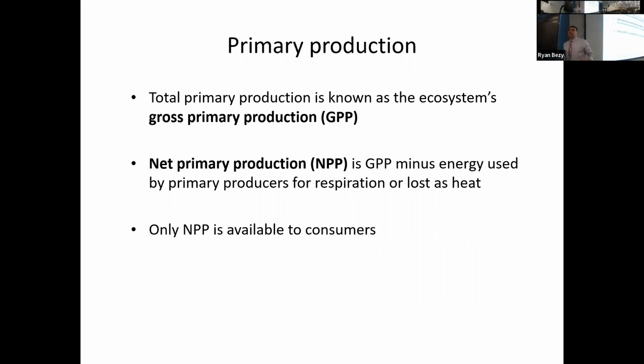The net primary production is the gross primary production minus any energy used by the primary producers for things like cellular respiration, or any energy lost to the surroundings as heat. So some of that energy always gets used up directly by the organism for its growth, and some is constantly lost as heat to the surroundings. And it's only the net primary production that becomes available to consumers that might eat a producer.